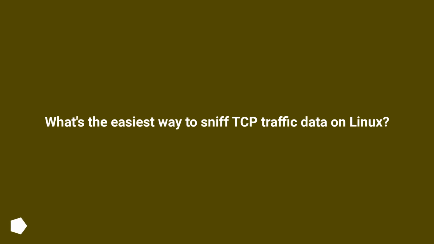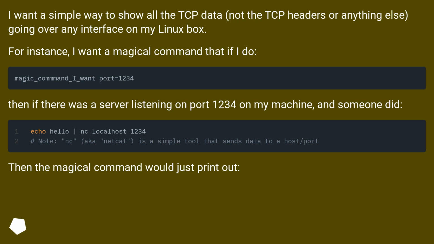What's the easiest way to sniff TCP traffic data on Linux? I want a simple way to show all the TCP data, not the TCP headers or anything else, going over any interface on my Linux box. For instance, I want a magical command that, if there was a server listening on port 1234 on my machine, and someone connected to it, would just print out the data.